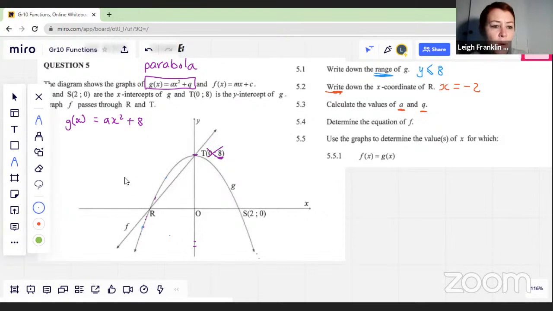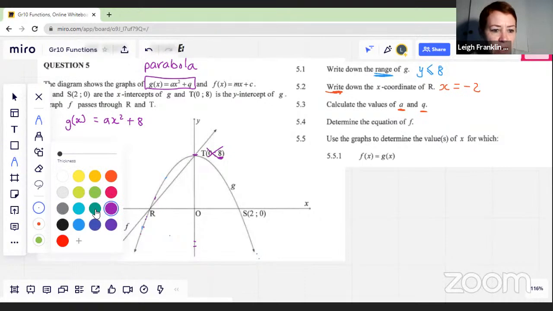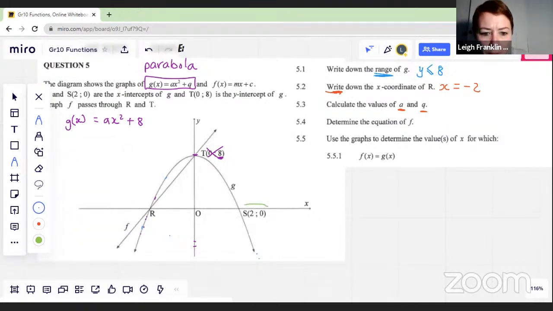So now we're looking for another point that lies on the line. As it turns out, another point that lies on the line could be this one over here, or if you wanted to, you could use that one over there. But let's say we decide we want to use this one over here. At S, the value of x is 2. At S, the value of y is 0. So now when we sub in, we're going to make g of x, which is y, equal to 0.